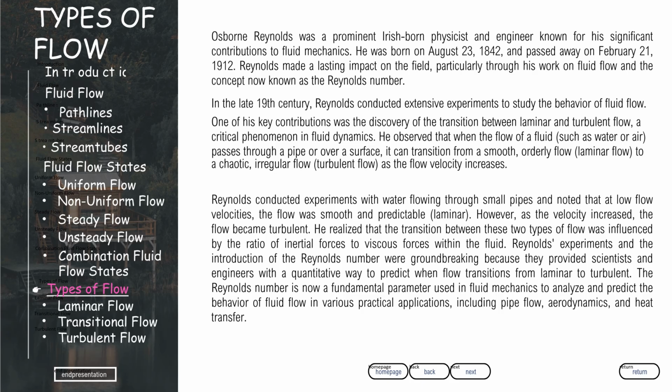Osborne Reynolds was a prominent Irish-born physicist and engineer known for his significant contributions to fluid mechanics. He was born on August 23, 1842, and passed away on February 21, 1912. Reynolds made a lasting impact on the field, particularly through his work on fluid flow and the concept now known as the Reynolds number. In the late 19th century, Reynolds conducted extensive experiments to study the behavior of fluid flow.